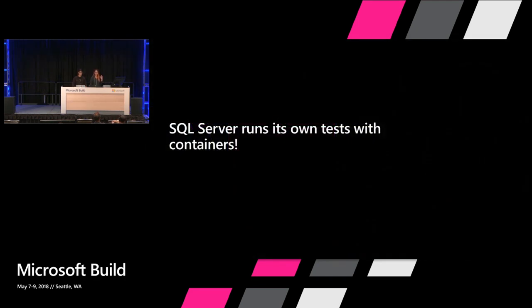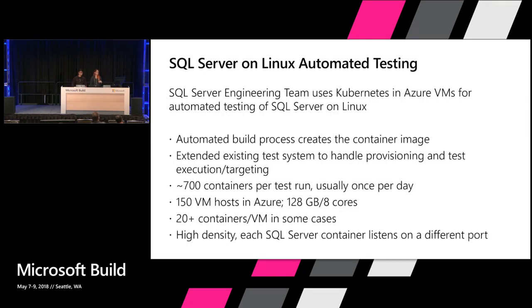In fact, this is so handy that the SQL Server team runs its own tests in this way. With SQL Server on Linux, we use automated testing, and we use Kubernetes in Azure VMs to do the automated testing. The build process creates the containers. It's 700 containers per test run. And you think about what that would be in terms of VMs. That's stacked onto 150 VM hosts. So think how much less costly that is versus actually trying to have 700 virtual machines that you're trying to maintain. We're doing this in Azure.